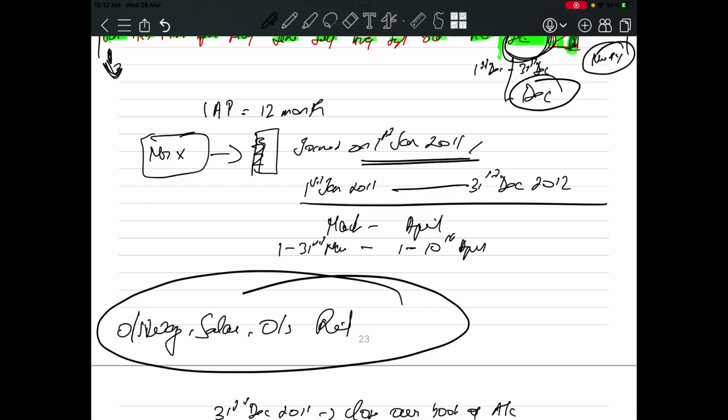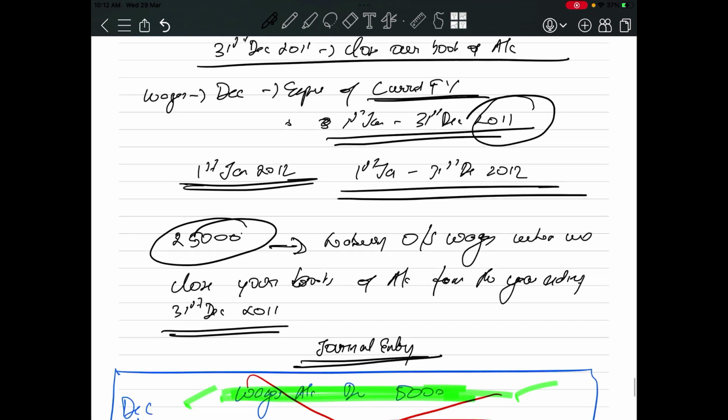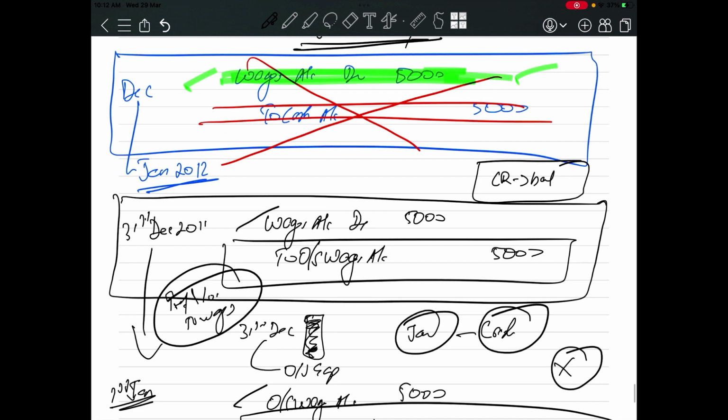You should have that kind of question: why is this wages account debited, and why is this outstanding wages account credited? You have to have that question. I hope you are clear with this.